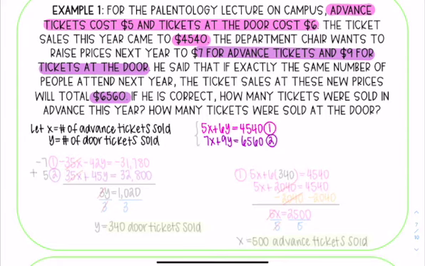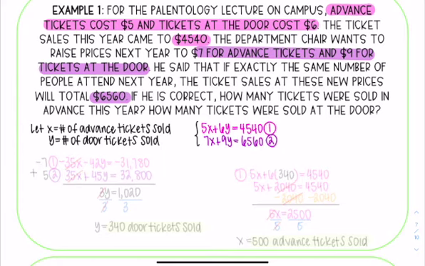So now that we have our system, we can solve this so that we can figure out what x and y is, or how many advance tickets were sold and how many door tickets were sold. So we need to eliminate one of the two. I would say the addition method, or elimination method, is probably the best bet here. And I'm going to get rid of x. So I need to make 5 and 7 look the same.